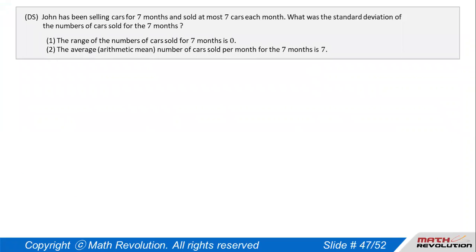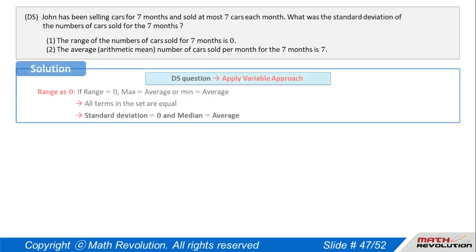So let's say John has been selling cars for 7 months and sold at most 7 cars each month. What was the standard deviation of the number of cars sold over 7 months? The question is on the standard deviation. Condition number 1 that I could see is on the range. Condition number 2 is on the average. Now the question is about standard deviation, range, and mean, and again they are interrelated.